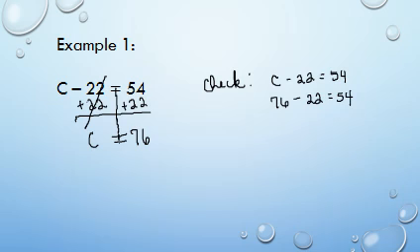And then we work that out and we see that 76 minus 22 does equal 54, and that our answer is correct. It checks out. So here would be our final answer. c equals 76.